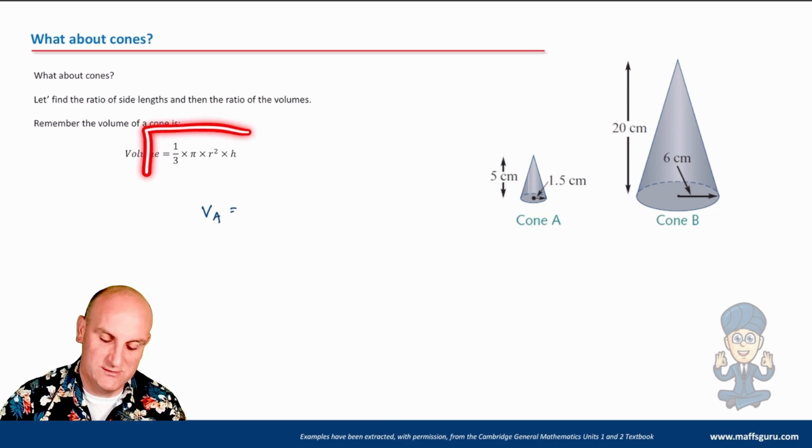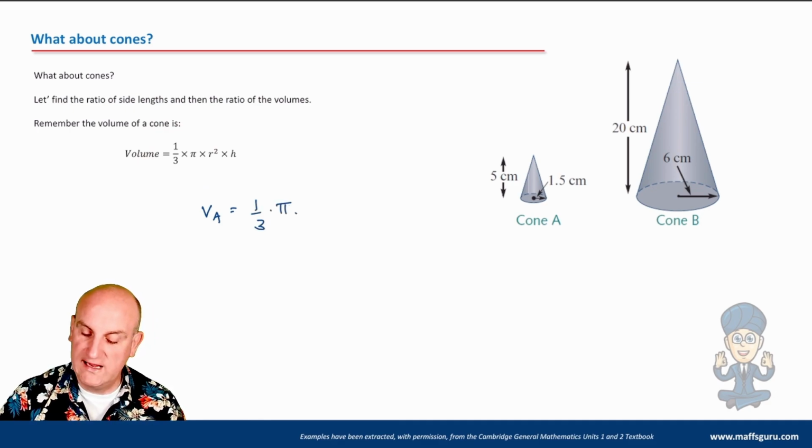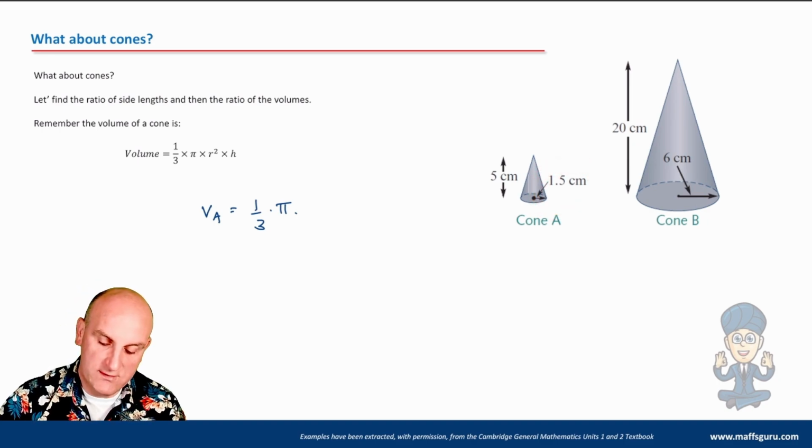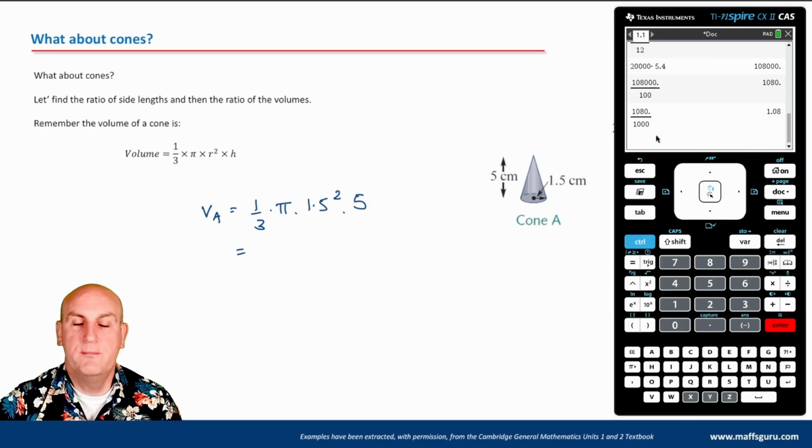I don't know. Yes, you do. I've written it here. The volume of a cone is given by 1/3 times pi times radius squared. Do I know the radius of my cone there? 1.5. Yep, so 1.5 squared, and I'm going to times that by my height of 5. Can't do that in my head, but I have a calculator, so why would I do it in my head?